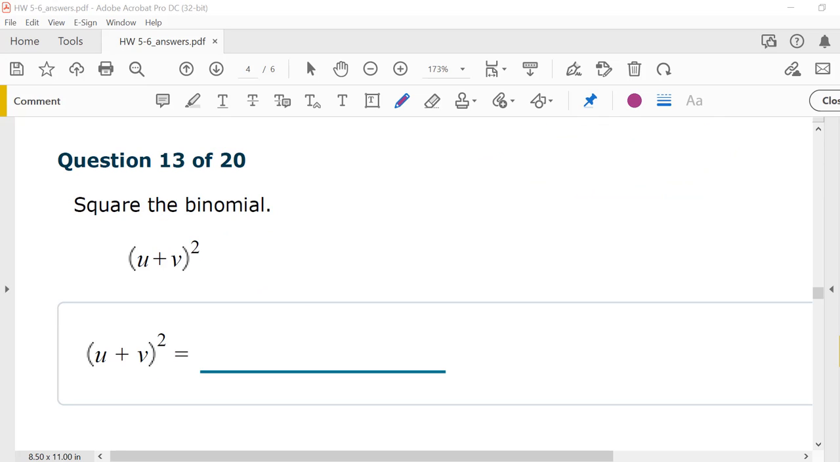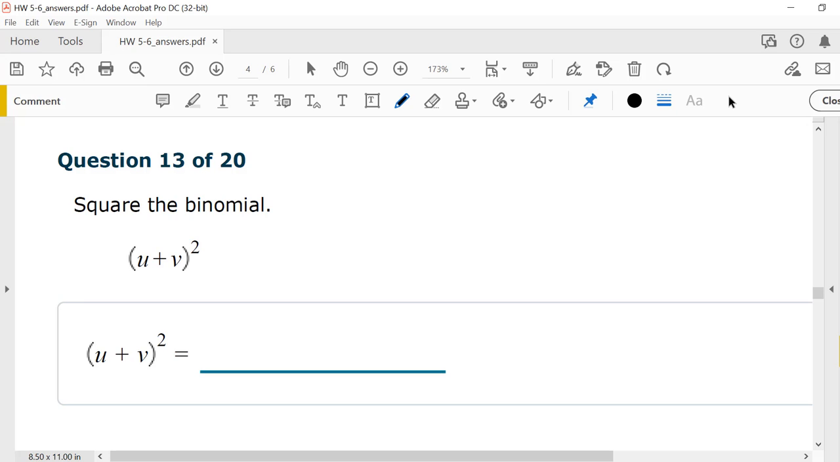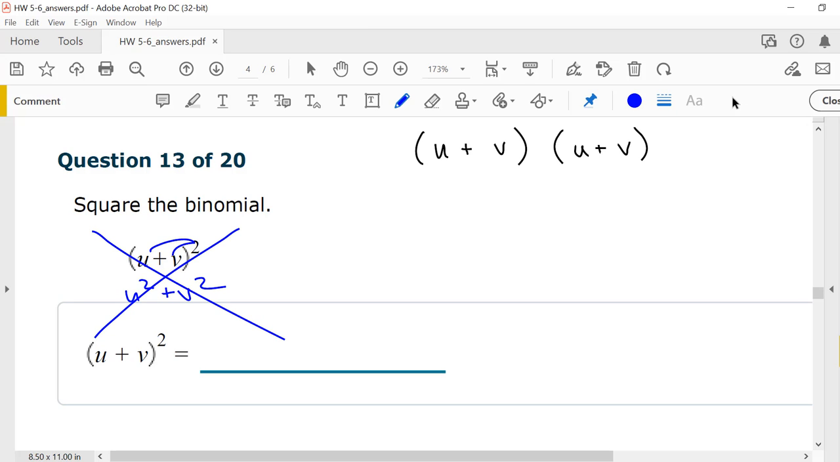Number 13 says to square the binomial u plus v quantity squared. That means u plus v times u plus v. Be careful and don't go distribute and say u squared plus v squared. That's wrong. You can't do that. You can only distribute an exponent if it is multiplication or division. Remember that? Let's go look at that.